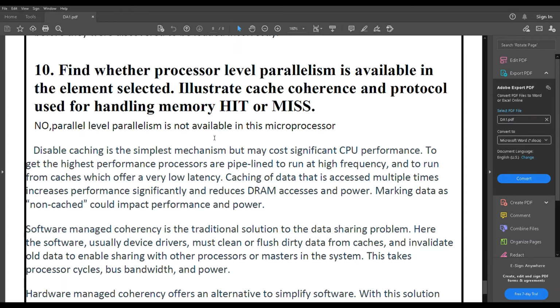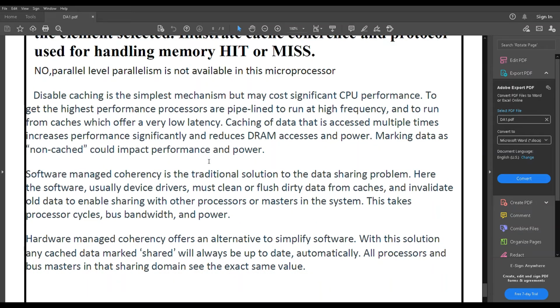Disabling the cache is the simplest mechanism but may cause significant CPU performance loss. To get the highest performance, processors are pipelined to run at higher frequency and to run from caches, which offer very low latency. Caching of data that is accessed multiple times increases performance significantly and reduces DRAM access and power. Marking data as non-cached could impact performance and power. Further explanation of this is given below.